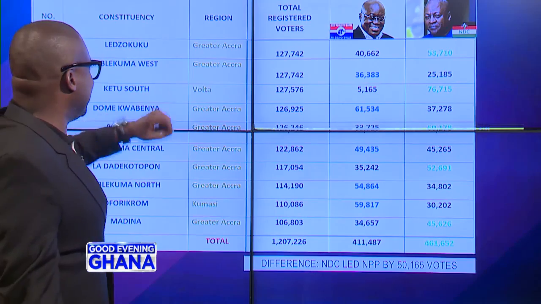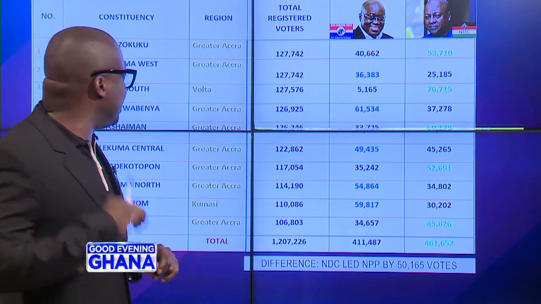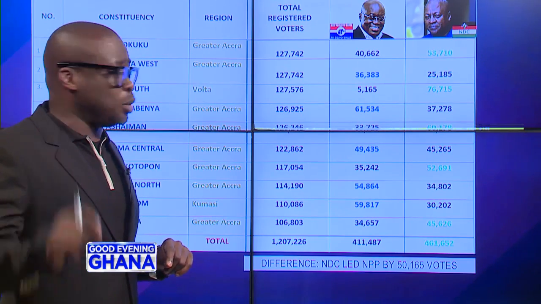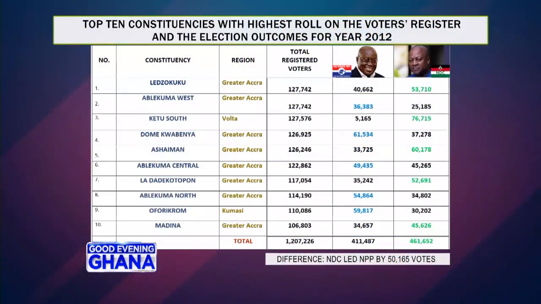So K2 South is the new entrant to the top 10 in 2012. Volta region, they are number three, the third largest constituency in Ghana. Domikwa Benya is fourth. Ashaman is fifth. Ablekuma Central is sixth. Lada Dekotopon is seven. Ablekuma North is eight. Ofori Chrome comes in over there, is nine. And Medina is at 10. So let's see how it works.